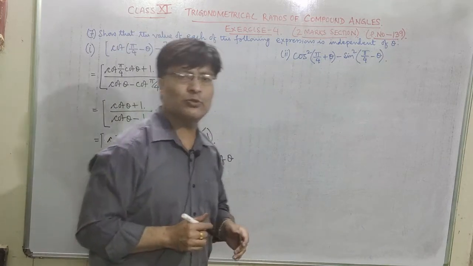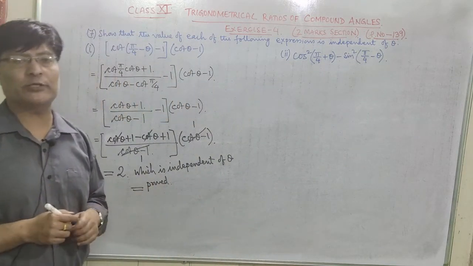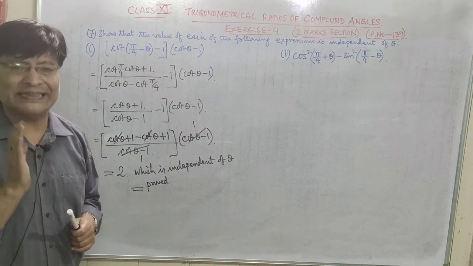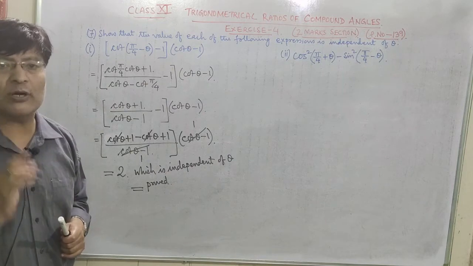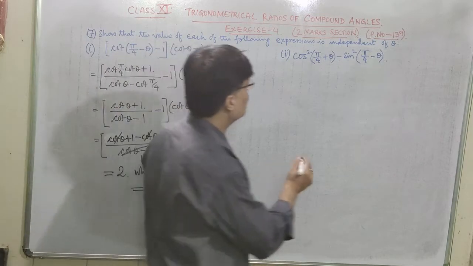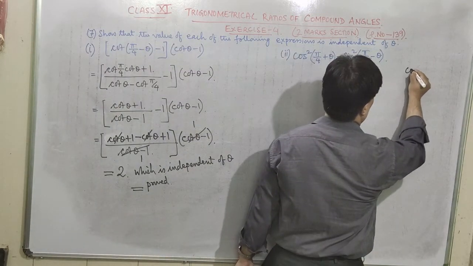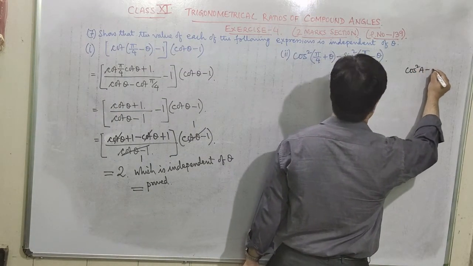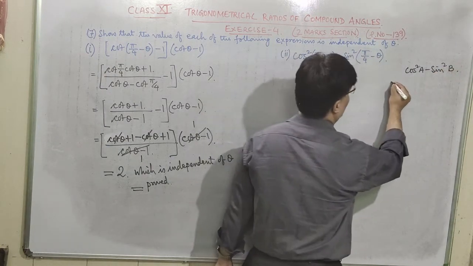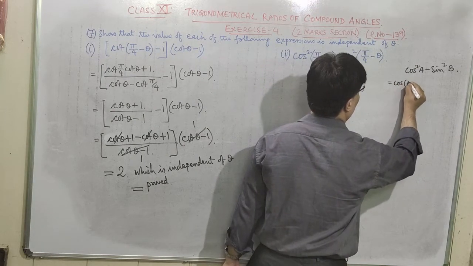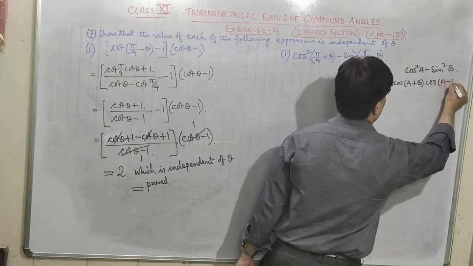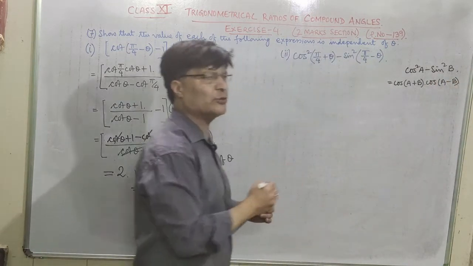So in this question number 2 also you have to find the value of this expression, and the value of this expression should be independent of theta. That is, there should be no term containing theta after simplification of this expression. Okay. So in this case we can use this formula, that is cos square A minus sin square B. What is the formula? The formula is cos of A plus B into cos of A minus B.